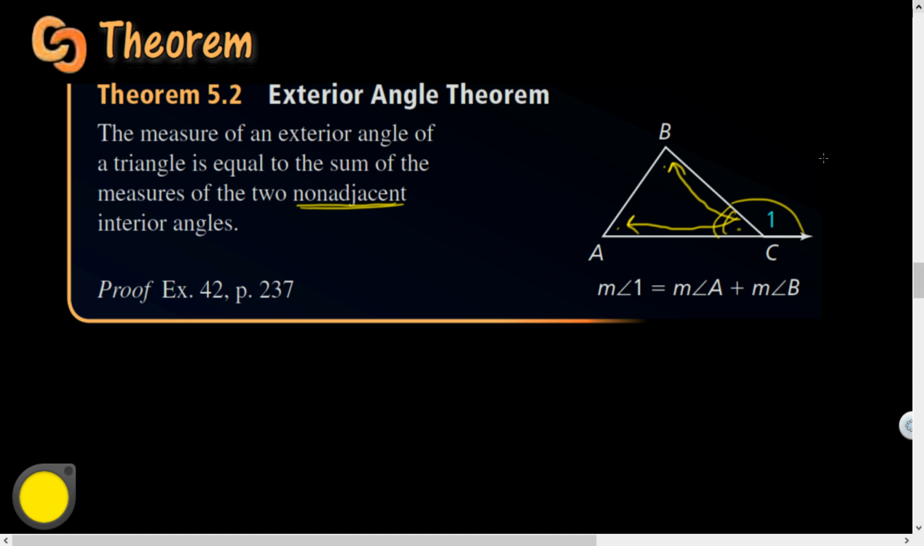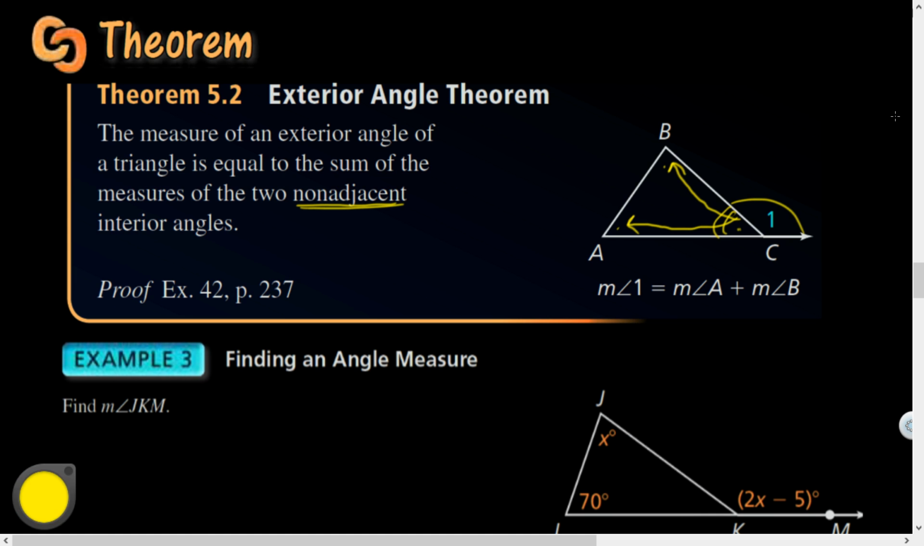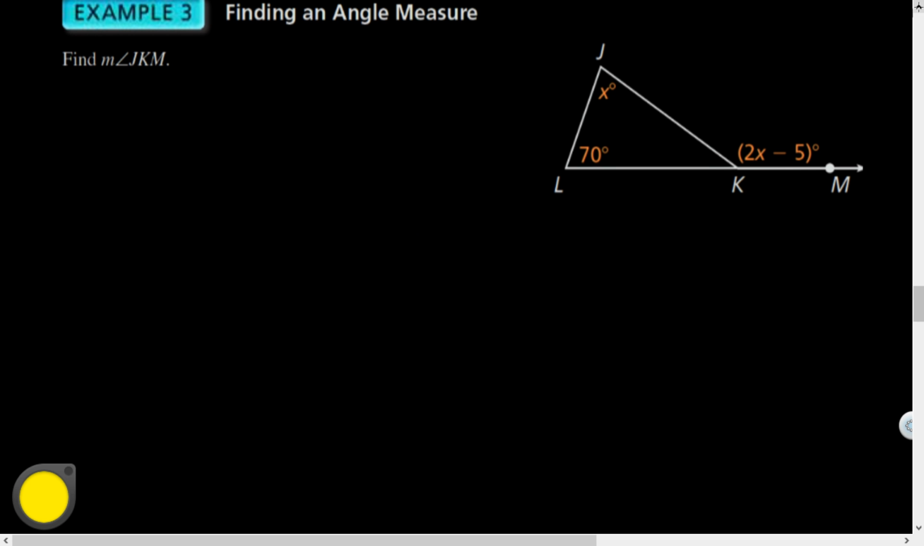Here, let's do example 3 together, friends. Example 3. Let's see. And I love this. I feel like we're actually getting into some application here finally, right?